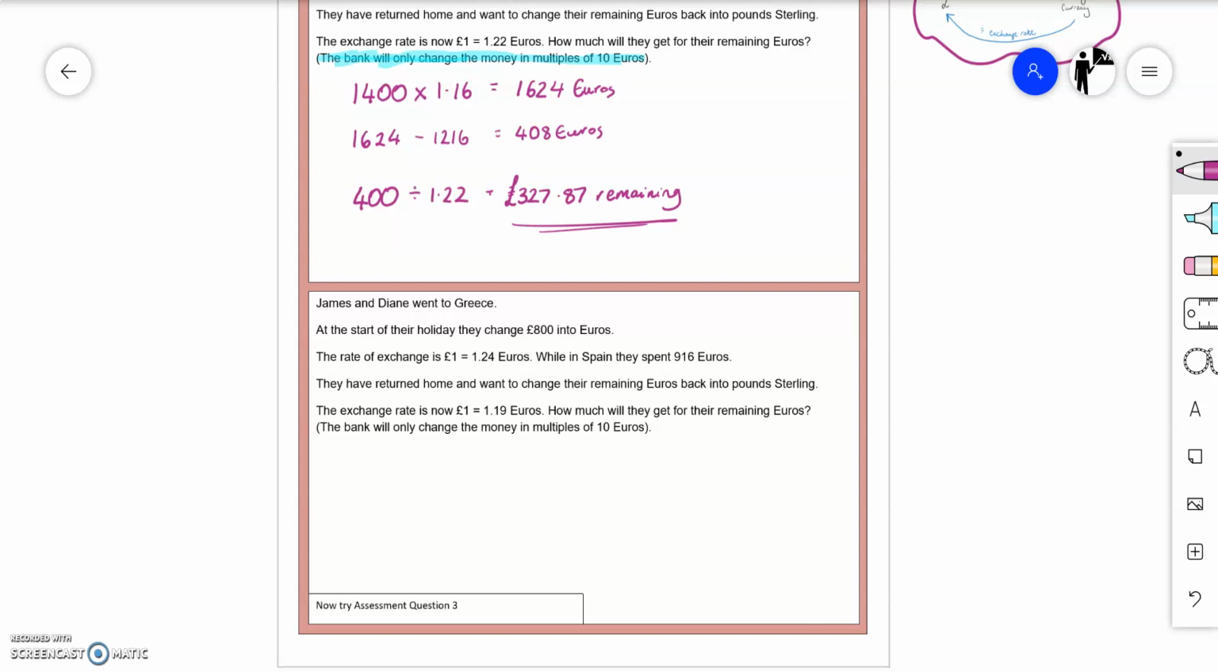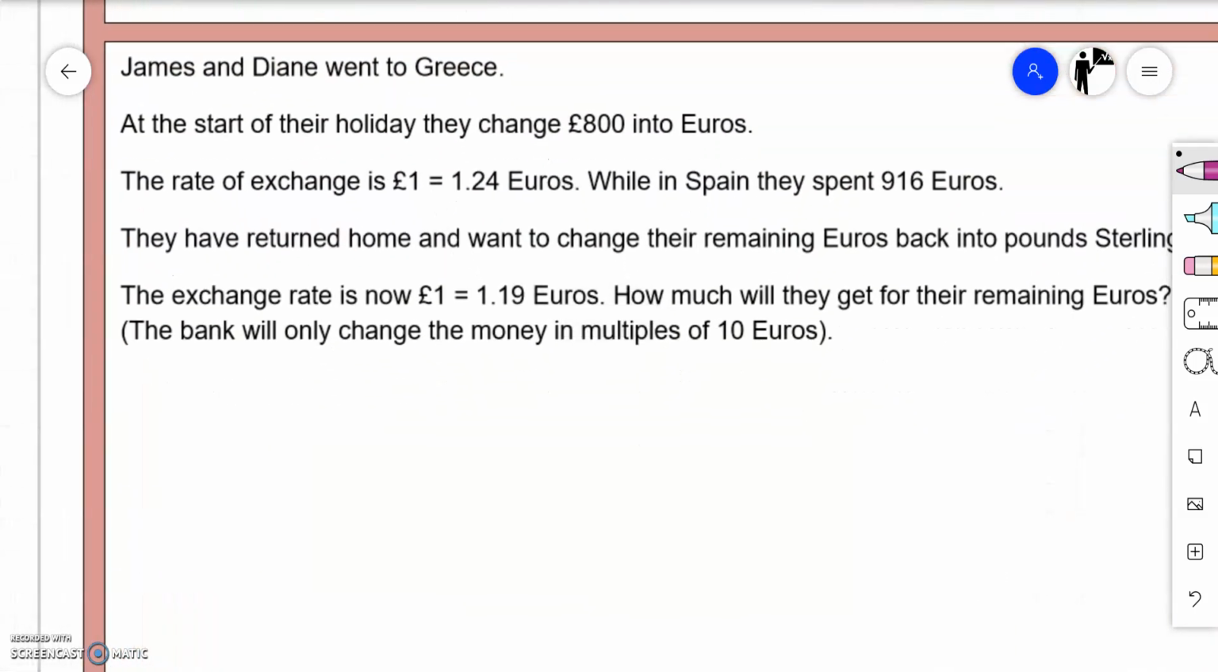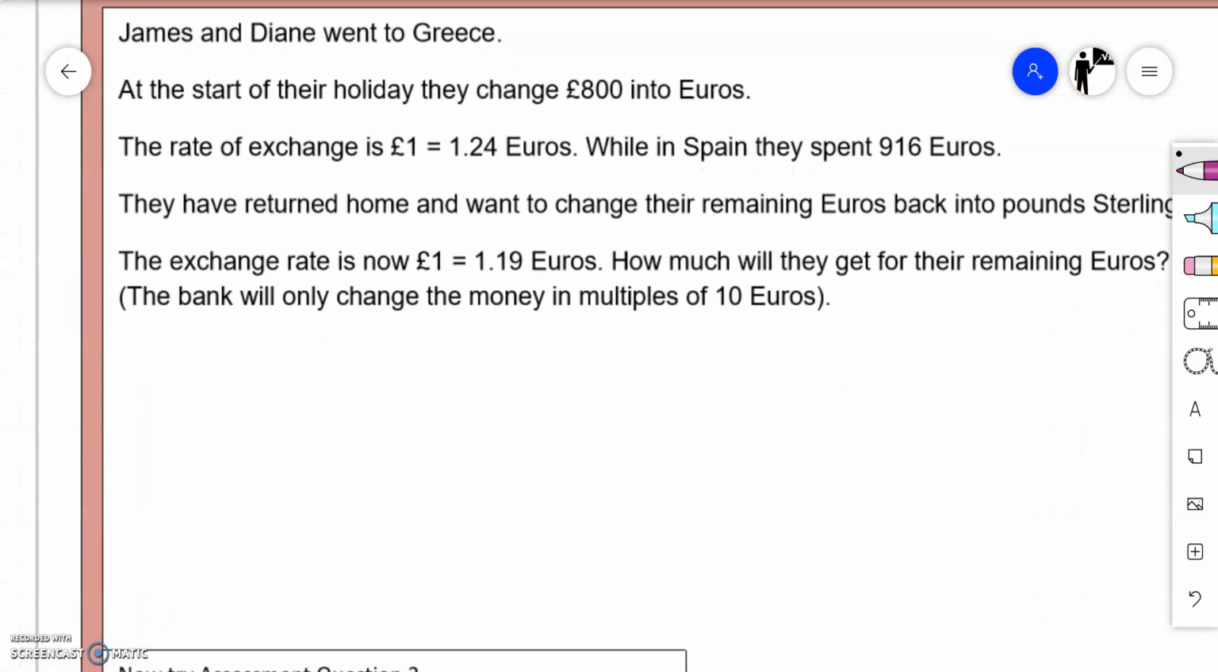Okay, let's get one more example. James and Diane went to Greece. At the start of their holiday, they changed £800 into euros. Let's just start this off. So they had £800 and they're changing that into euros. And this time, so we're going from pounds to euros, we're going to multiply by our exchange rate. So 800 multiplied by 1.24, that's going to be 992 euros. So they've got 992 euros.